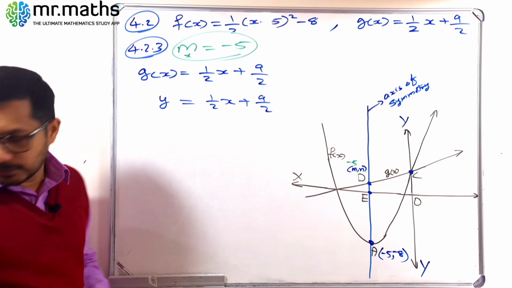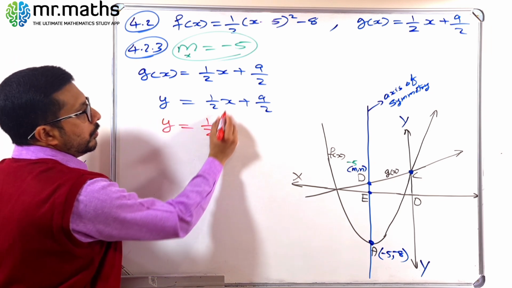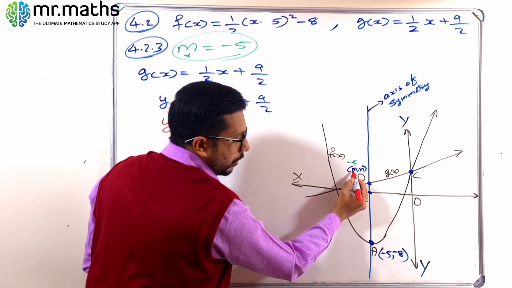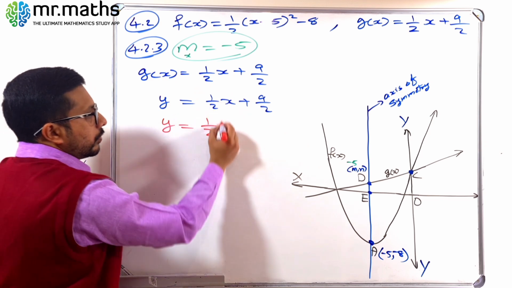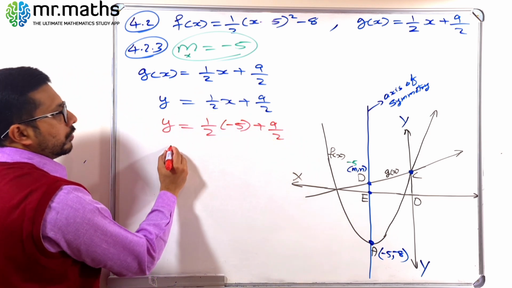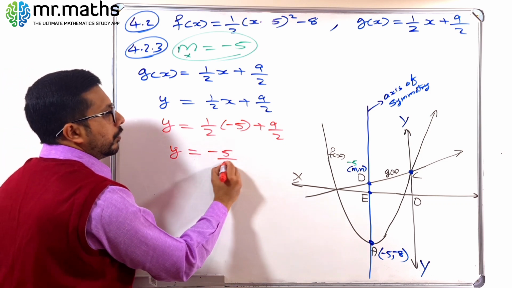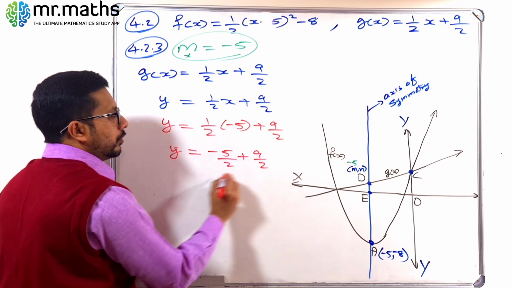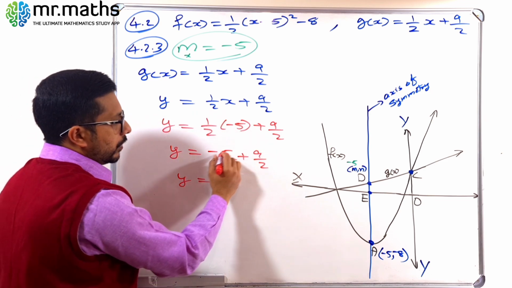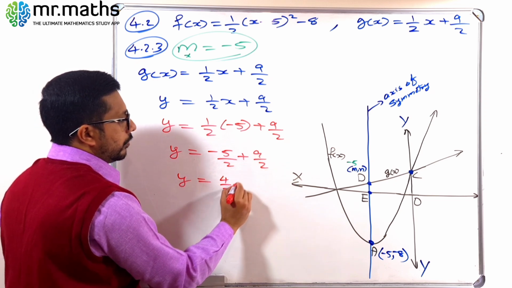Let me substitute here. y is equal to half into, what is the x value at this point? The x value is -5. So -5 plus 9/2. You can take your calculator and try to simplify that. This is -5/2 plus 9/2. You don't want to do it like this, you can find the answer in your calculator. So -5 plus 9, 4/2, that is 2.